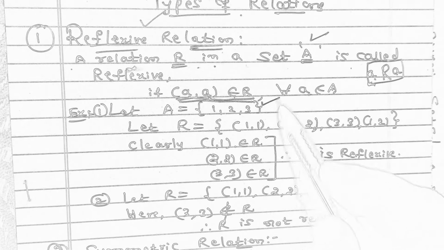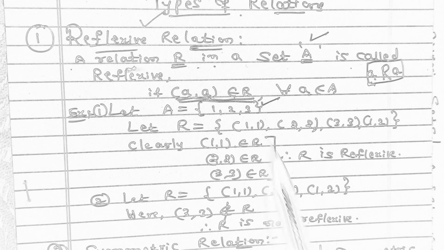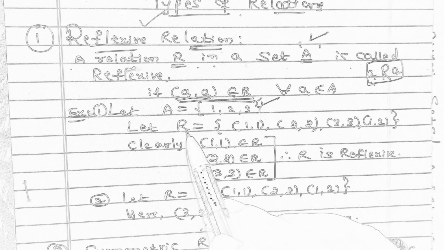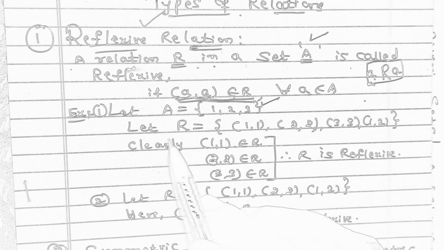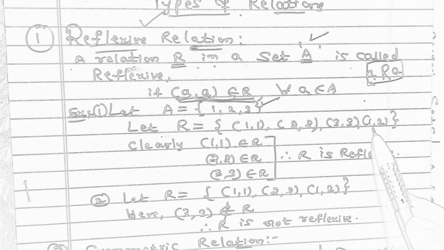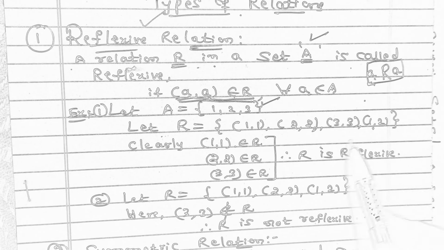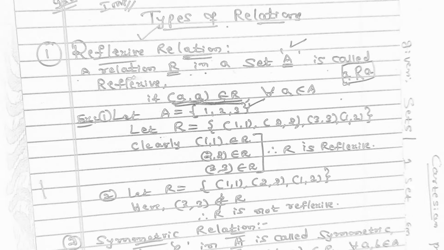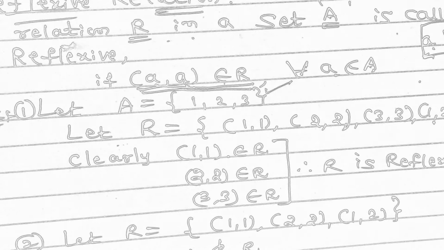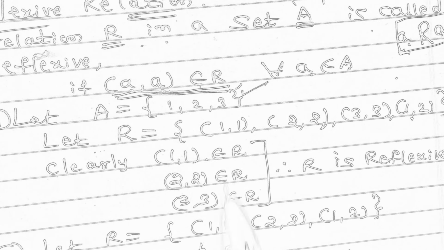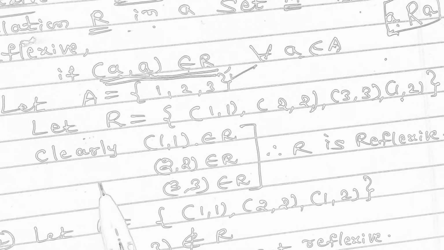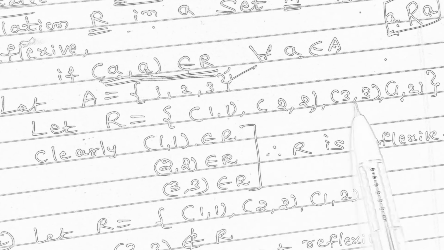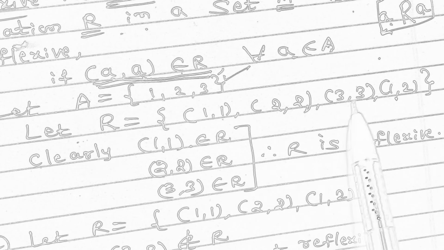I have considered a set A = {1, 2, 3}, and I have defined a relation R. Of course, it is roster method. I have defined the relation in roster method. We can define it in rule method also. Okay, let us observe here. What are the ordered pairs I have considered here? So {1, 2, 3} is my set, and the relation defined on this set is, so I have taken some of the ordered pairs here: (1, 1), (2, 2), (3, 3), (1, 2).